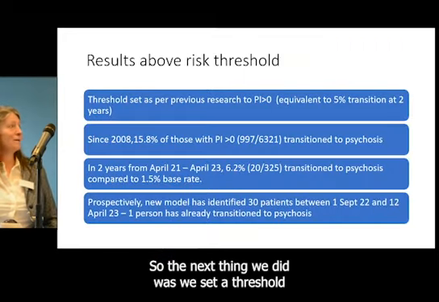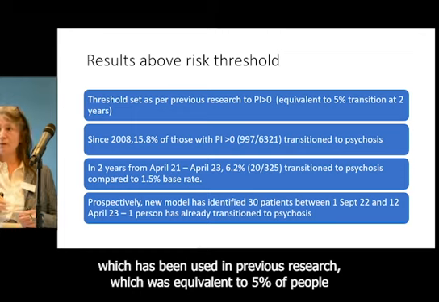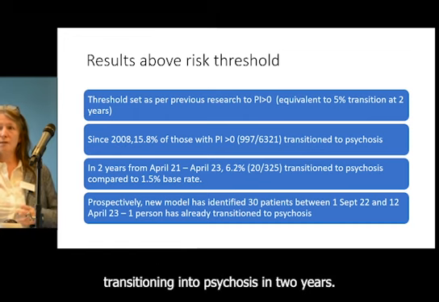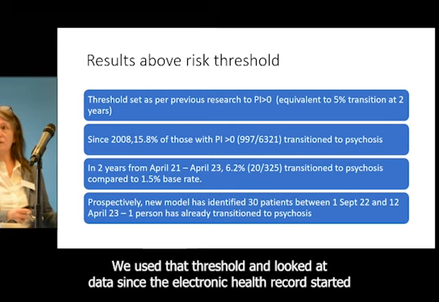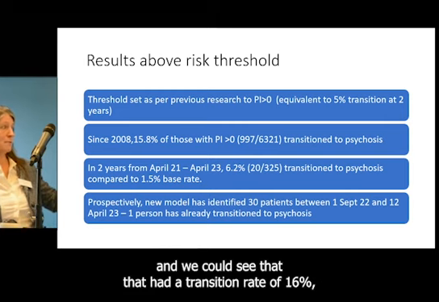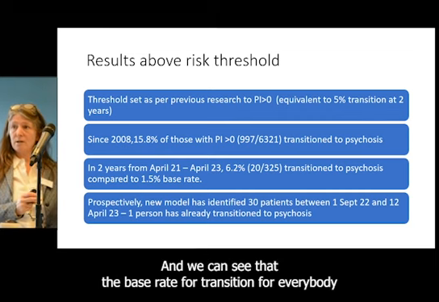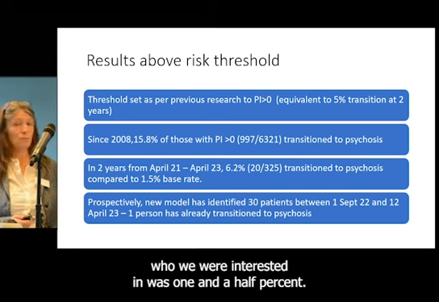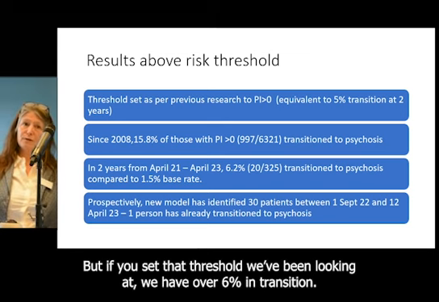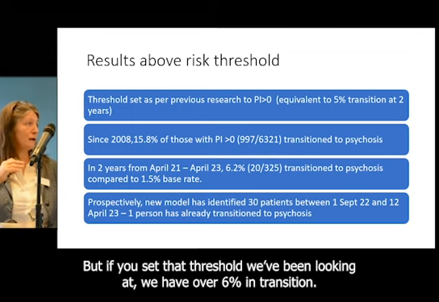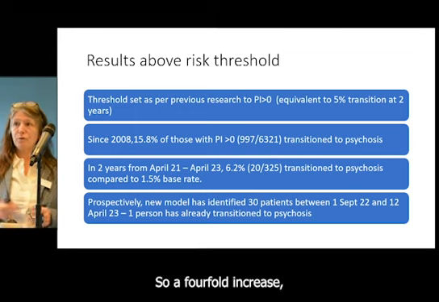The next thing we did was we set a threshold, which has been used in previous research, which was equivalent to 5% of people transitioning into psychosis in 2 years. We used that threshold and looked at data since the electronic health record started, and we could see that that had a transition rate of 16%. And we've then looked at it just in the last 2 years, and we can see that the base rate for transition for everybody who we were interested in was 1.5%. But if you set that threshold that we were looking at, we have over 6% who transition, so a fourfold increase.